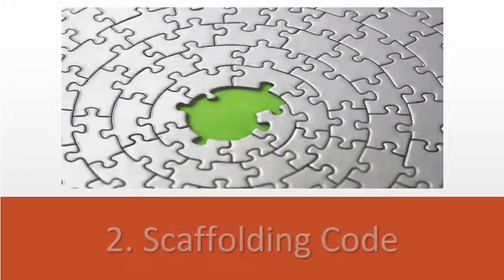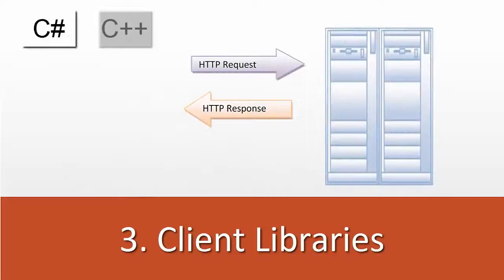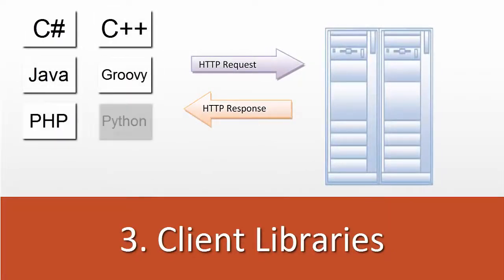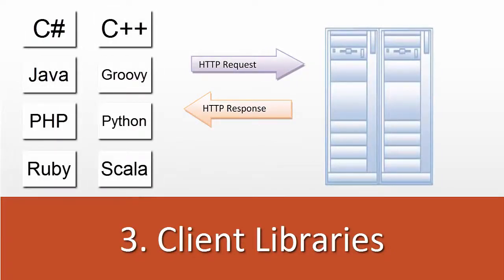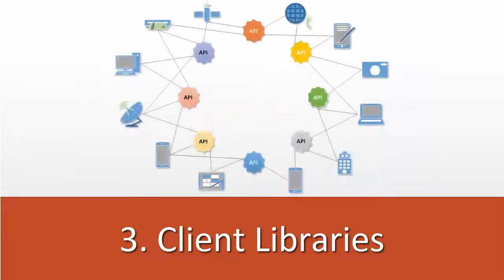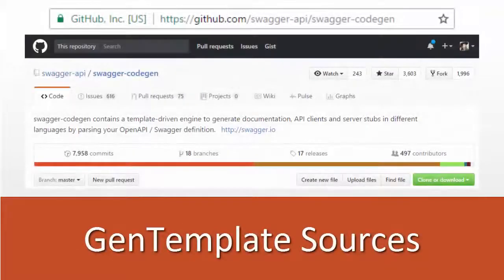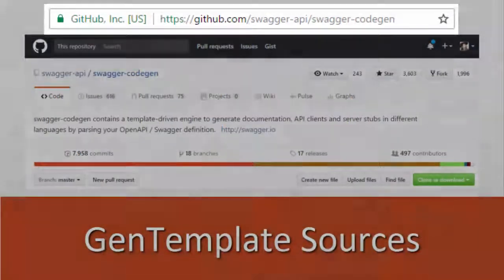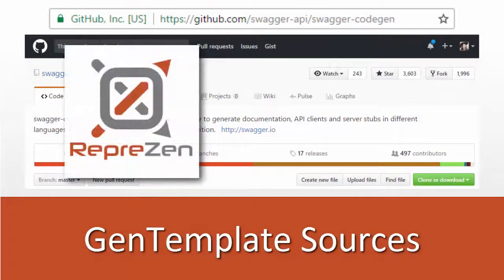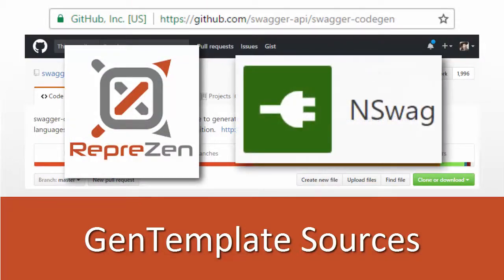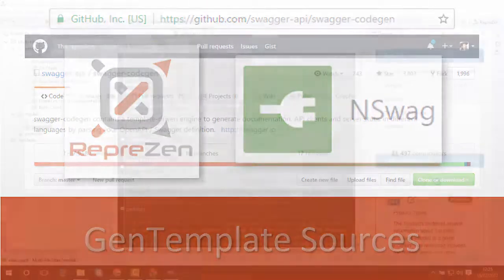Client libraries wrap HTTP interactions in classes and methods that are native and idiomatic to the client programming language and framework. Client libraries make it easier for client application developers to work with your API. Most Swagger gen templates come from the open source Swagger-Codegen project. Some come from RepreZen, some from NSwag and other third-party providers.